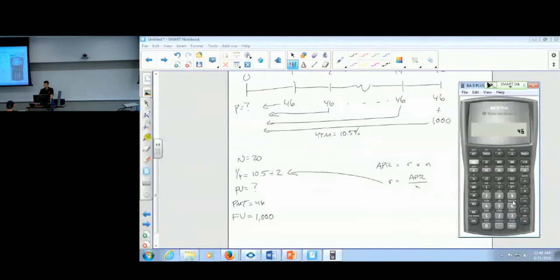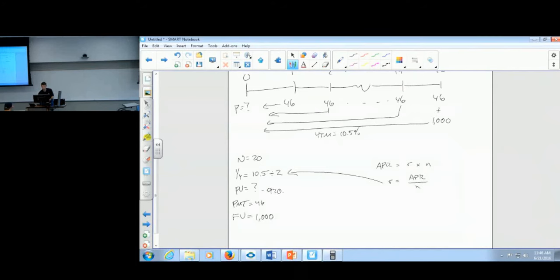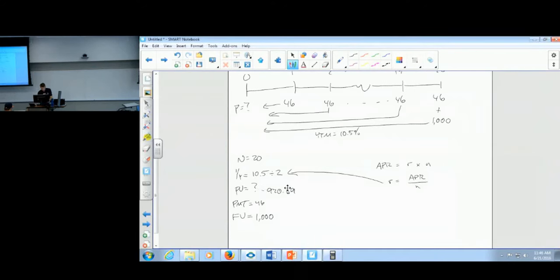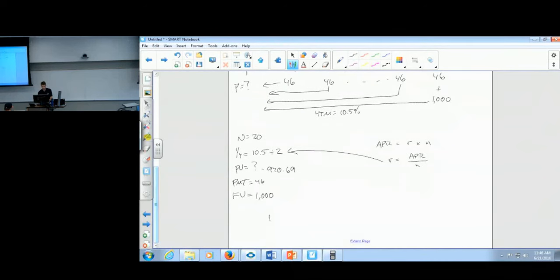Present value is what I'm looking for. 46 is payment, and 1,000 is face value. Compute present value. Of course, it's going to give me a negative 920 and change. That's just telling me that if I wanted to earn 10.5% APR, I should expect to pay $920.69. All right, and that's it. So part B is a 1-step or 2. Once you know the why behind it, you can just plug into the time value keys and rock on.